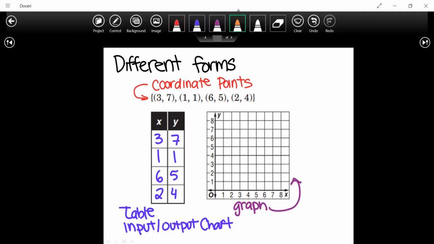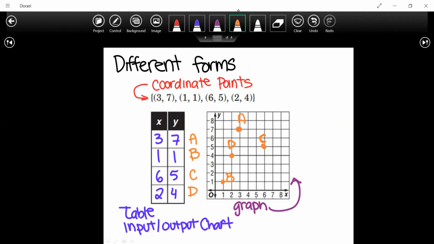We can also transfer them onto our coordinate plane. In this case, we always do rise before run. So we're going to go over 3 on our x-axis, up 7. Over 3, up 7 will be my coordinate point here. I'm going to label it A. 1, 1 is right here. Label that B. 6, 5, label that C. And our last one, 2, 4, will be labeled D.